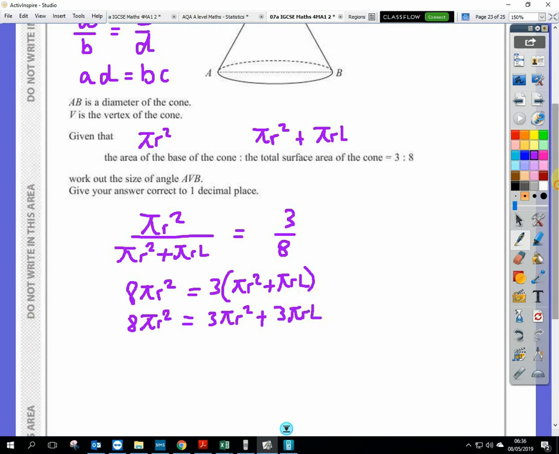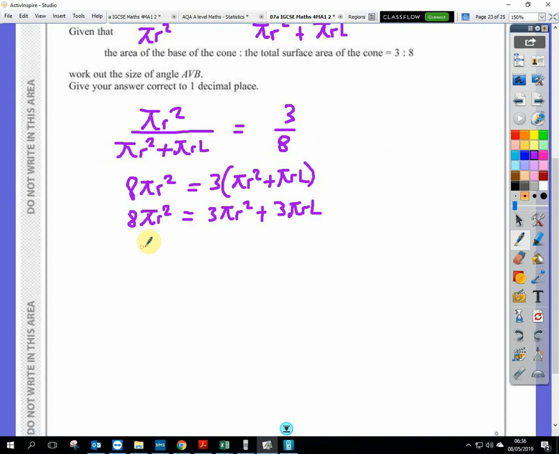Okay, we can do a bit of rearranging here. So take 3 pi r squared from both sides, and when you do that you end up with 5 pi r squared equals 3 pi rl. There's a pi on both sides, cancel that. There's an r on both sides, we cancel that. And what are we left with? 5r is equal to 3l. Now, I'll come back to this one in a moment.